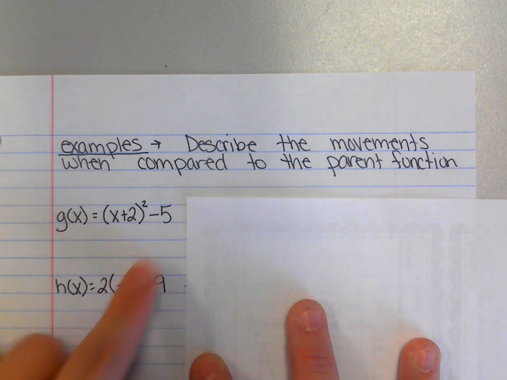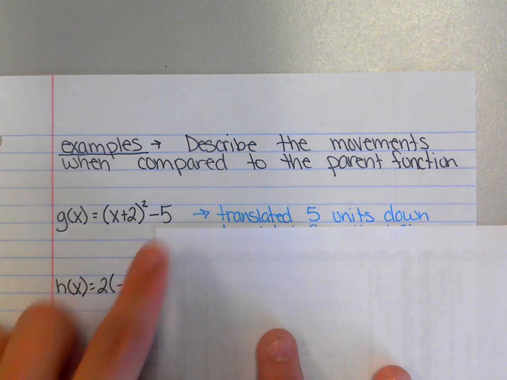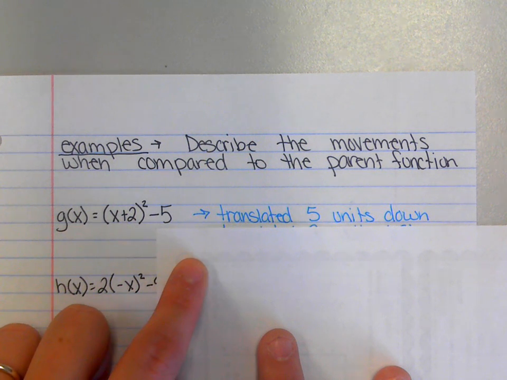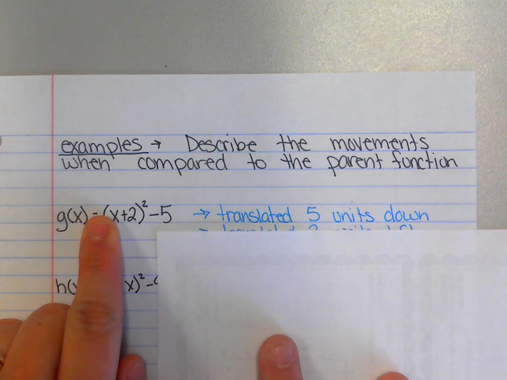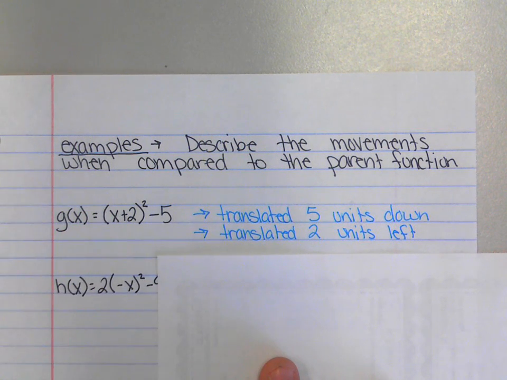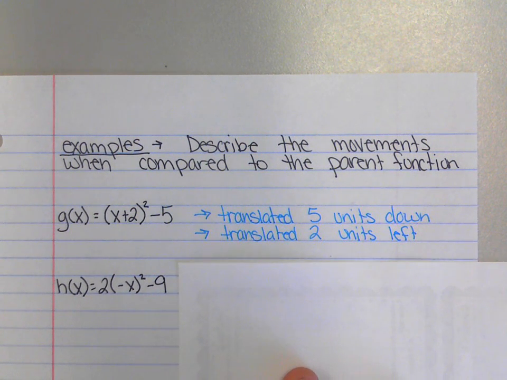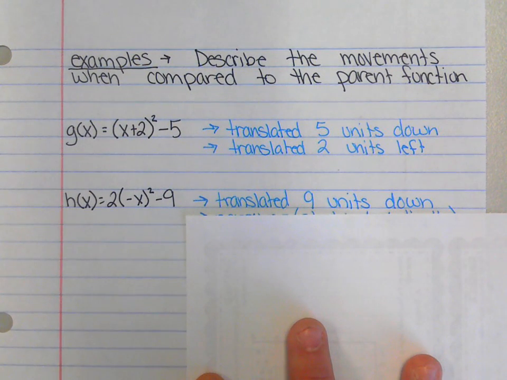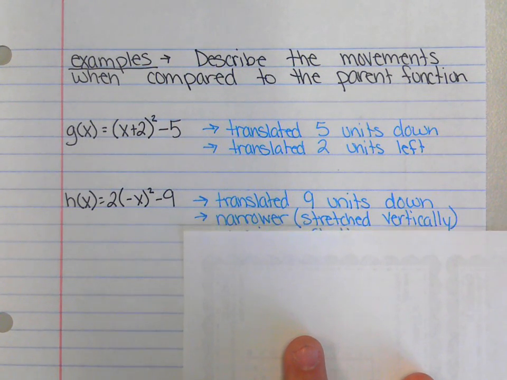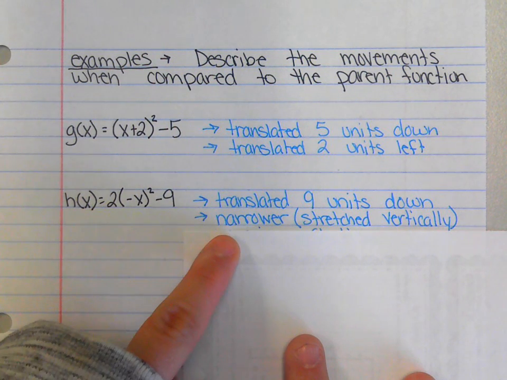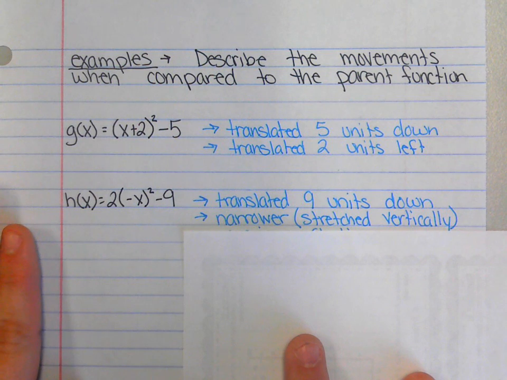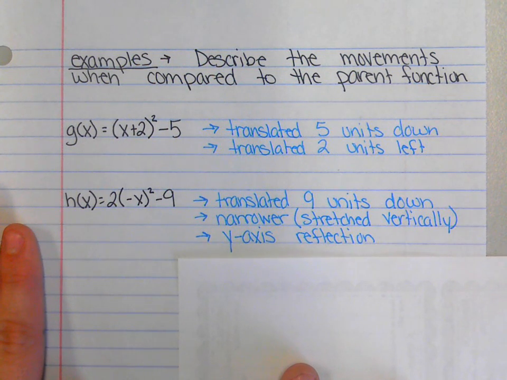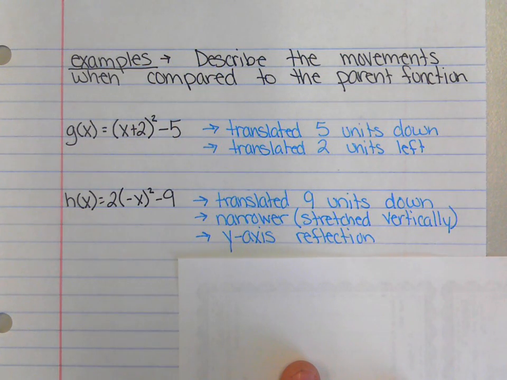Okay, so for this first one, the -5 tells us that we're translating it 5 units down. And then our +2 in the parentheses means we translated it 2 units to the left. For our second one, that -9 means that we translated it 9 units down. Having that 2 in front of it means that it's going to be narrower or stretched vertically. And having a negative inside the parentheses with the x just means it's a y-axis reflection.